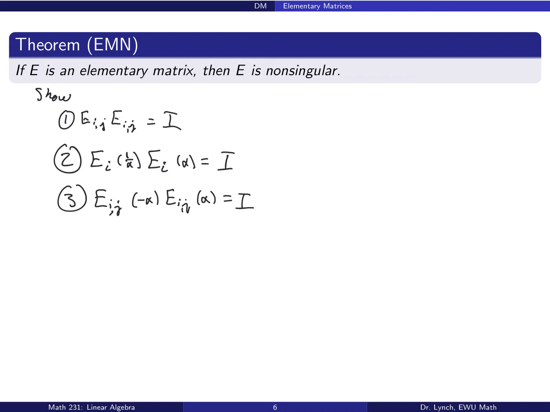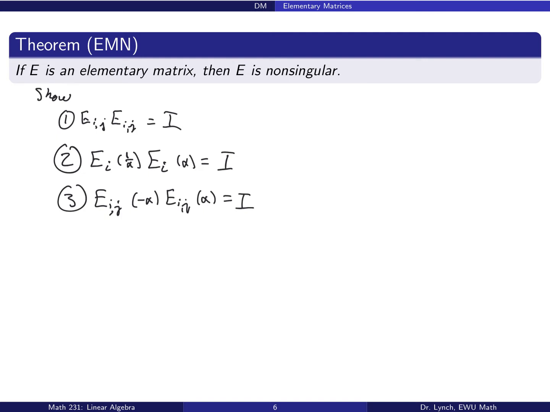So in all three cases here, the identity is non-singular, therefore the product of the two matrices is non-singular, showing that each matrix is non-singular. So it's a little bit of an alphabet soup to do this, and I'm not going to require that you know that proof, but the point is that every elementary matrix is non-singular.